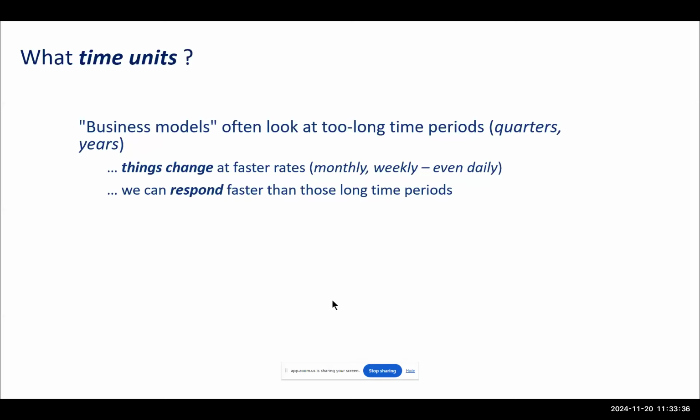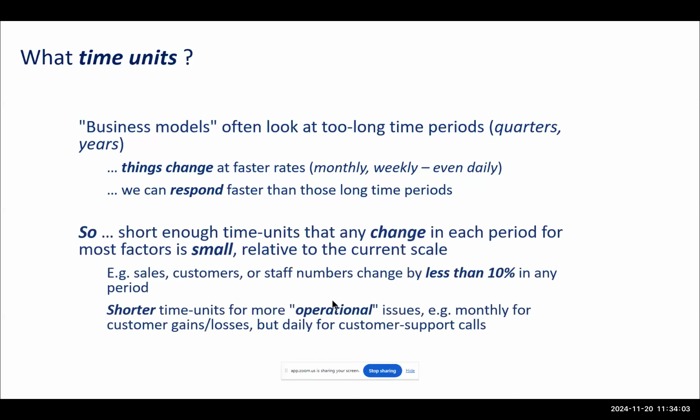If a competitor comes out and launches a new product tomorrow, you're not going to wait until the next financial year before you do something about that. You're going to react within weeks or months. So those are two reasons to look at shorter time periods than quarters or years. As I say, monthly, weekly, even daily.